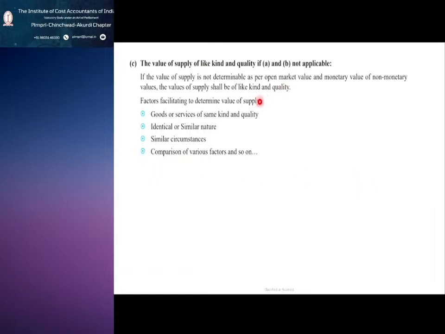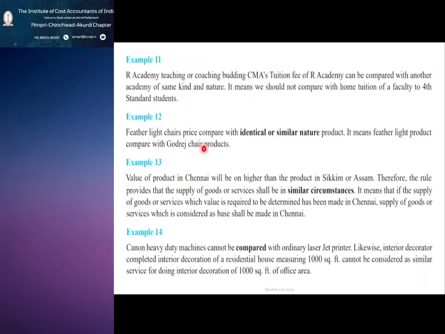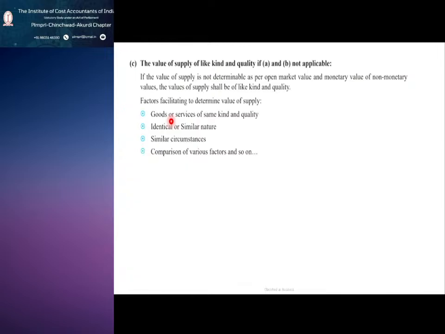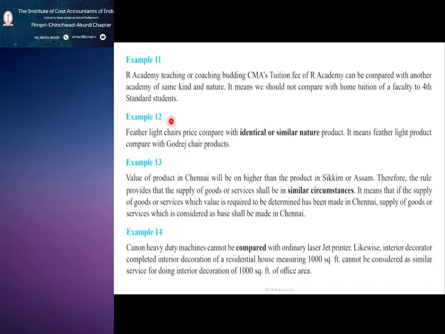So even in the customs, we have seen the like kind and quality. What should be the value of like kind and quality? So you can understand the exact meaning here. I'll show an example of what is the meaning of like kind and quality.